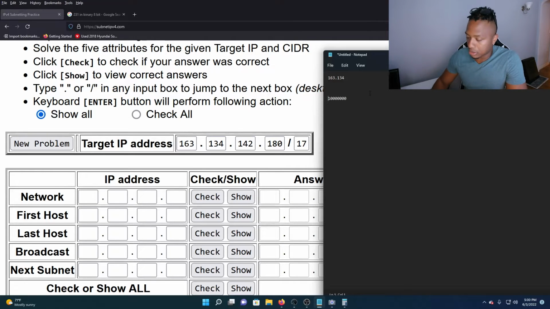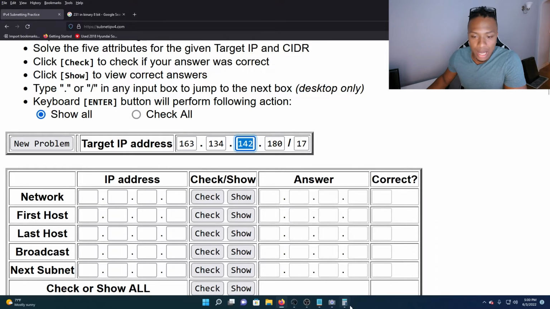Let me write this out so you guys understand more. 5, 6, 7, 8. That's the /16 we were talking about, which is 16 ones. That's the 17th one, and that falls on 128. So we know this number right here is what we're going to be messing with for now. We're looking at this one.